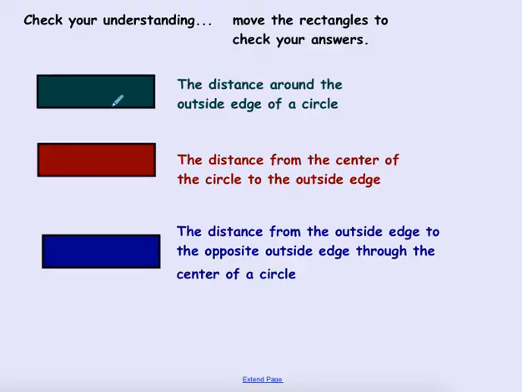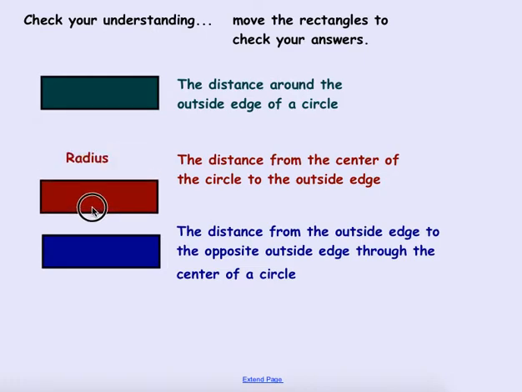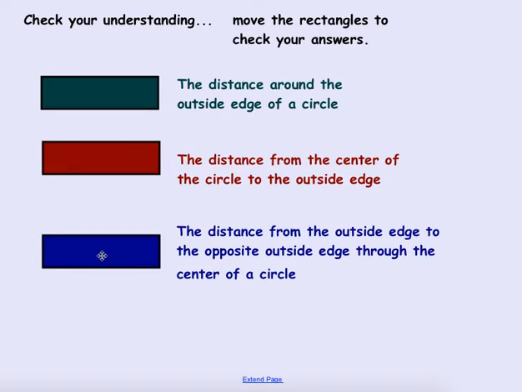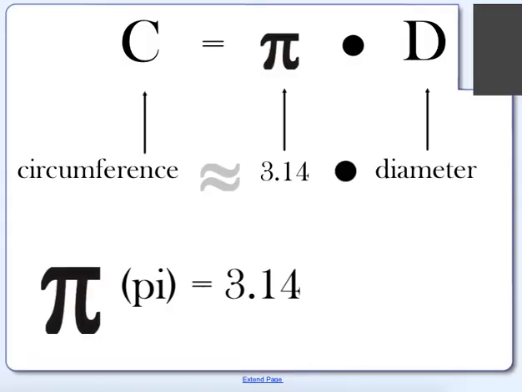So remember, the distance around the outside edge of a circle is called our circumference. The distance from the center to the outside edge, that's just half, that's the radius. And the distance from the outside edge to the opposite outside edge going through the center is the diameter. So we can use circumference as 3.14 or pi, that's our approximation of pi, or we can use 22 over 7, that's another approximation of pi, times our diameter, or 2 times radius.